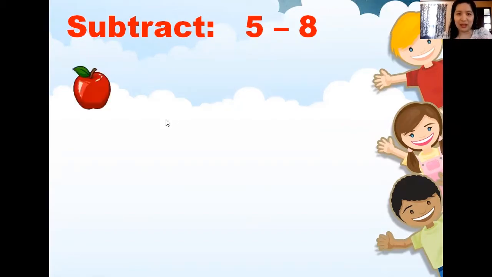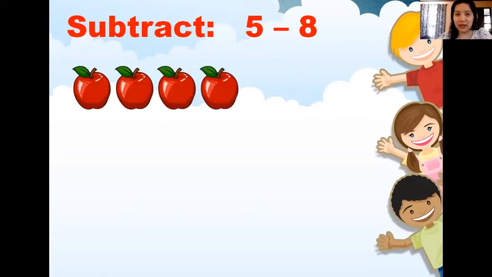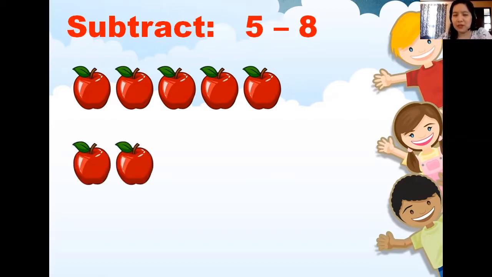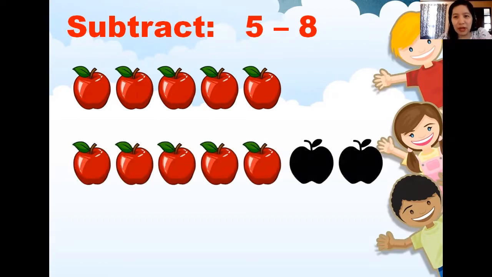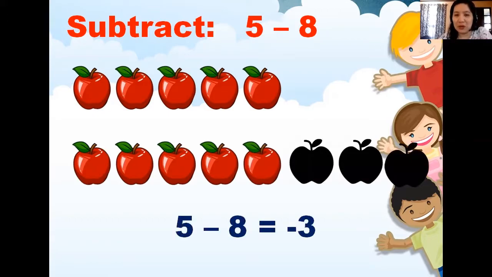For example, we have 5 apples here. You are to subtract 8 apples from 5 apples. But as a grade schooler, you will think, how will I subtract 8 apples from 5 apples? I still lack how much more? I still lack 3 more. So we say 5 minus 8 is equal to negative 3.